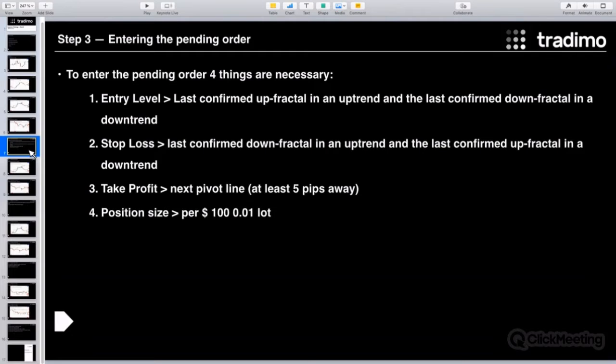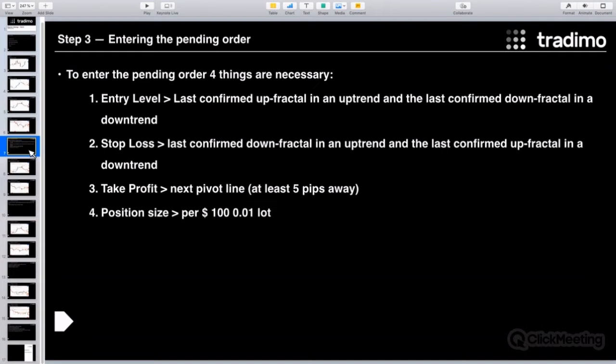The second thing we need, of course, is a stop loss because we want to reduce or minimize our risk. And for this, we take the last confirmed down fractal in an uptrend and the last confirmed up fractal in a downtrend. Here you can see very clear that all the fractals are very, very important to us. So we have to take care and pay attention to these fractals every time. For the take profit, we take the next pivot point or the pivot line, but only if it is at least 5 pips away.